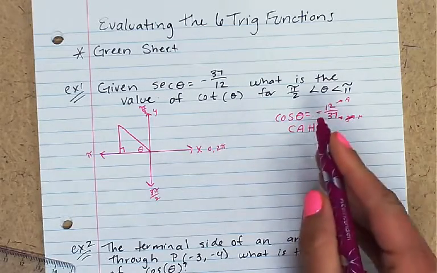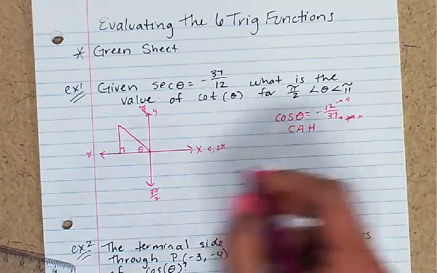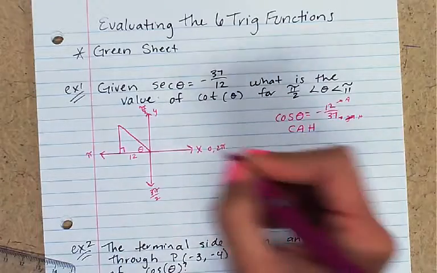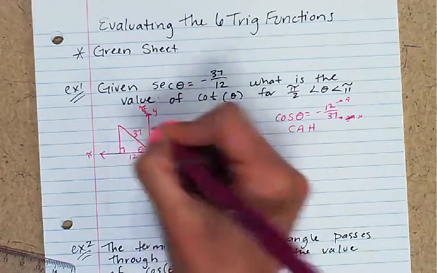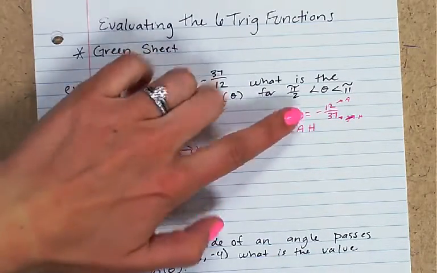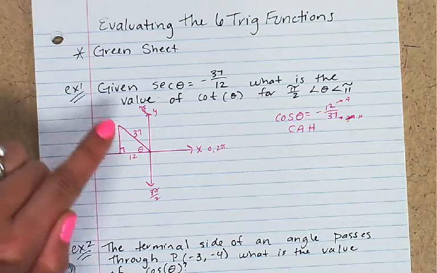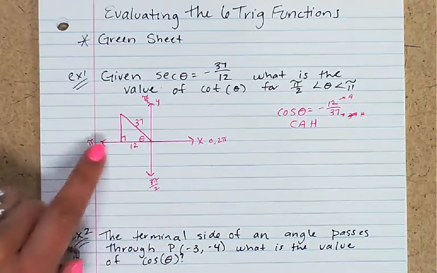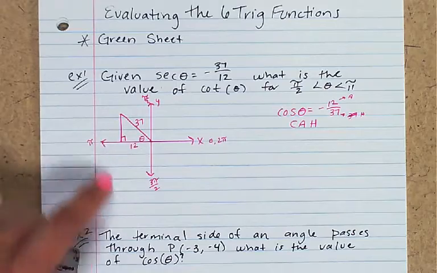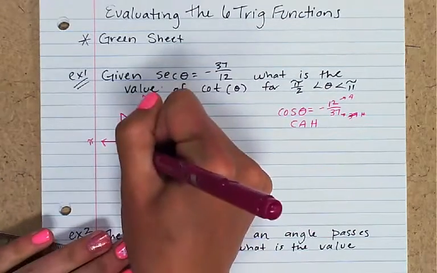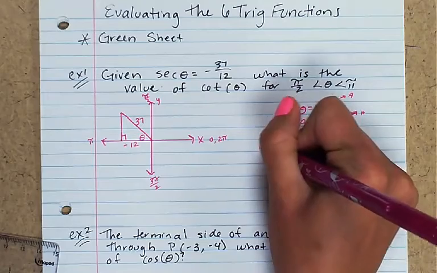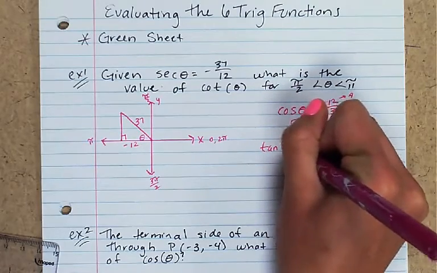So not worrying about the negative, I'm just going to put in that the adjacent side has to be 12, and the hypotenuse has to be 37. Now, your hypotenuse is always positive, so the negative is going to go with the 12. You can also tell that we're moving to the left. Left and down is always negative values. Okay, so if we want to find the cotangent, I'm just going to write out the original one.